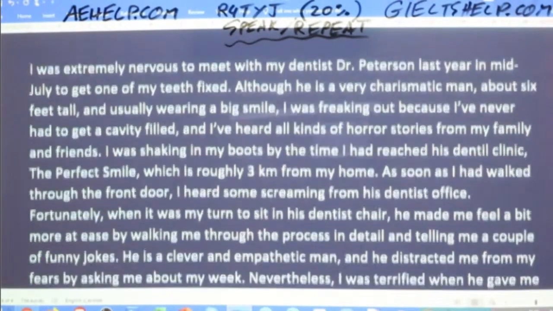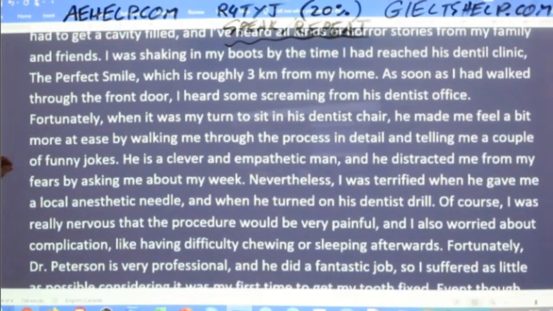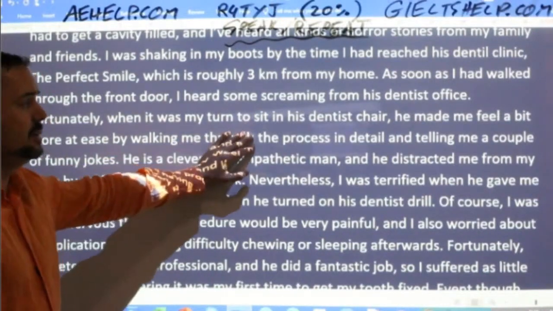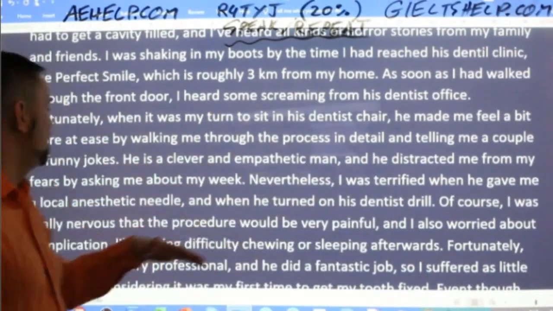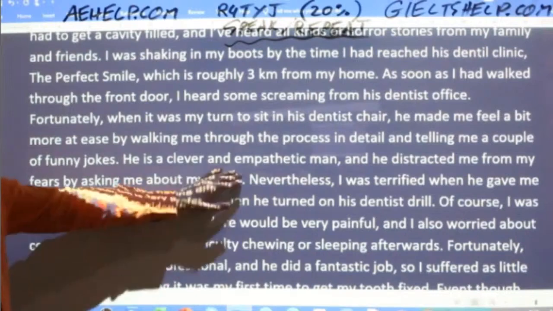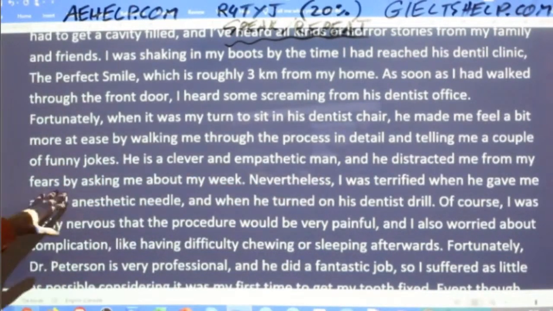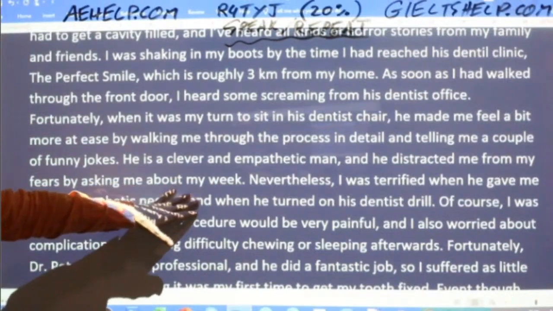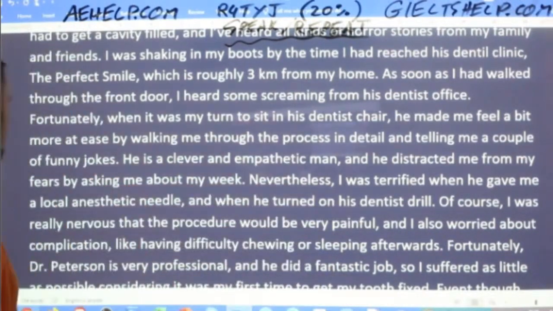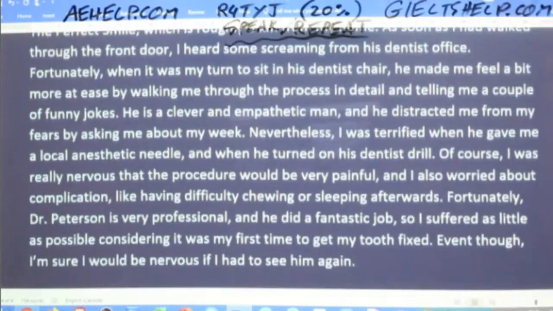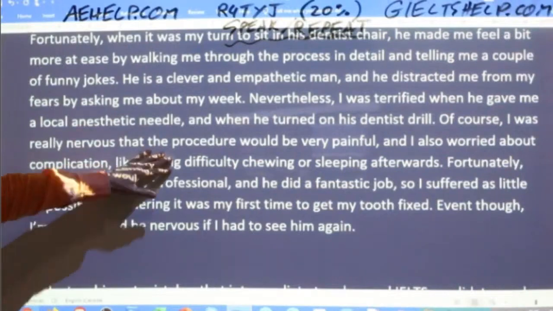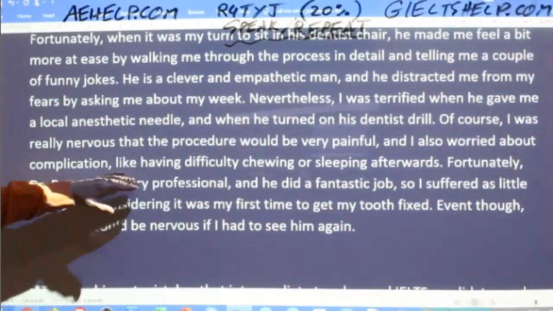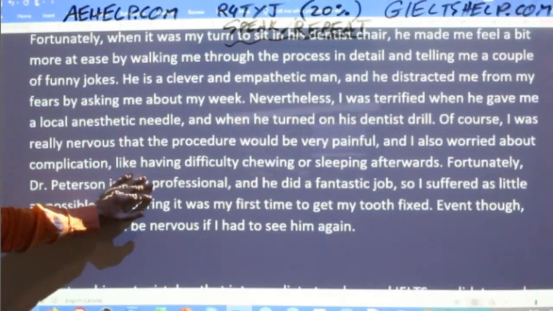As soon as I had walked through the front door, I heard some screaming from his dentist office. Fortunately, when it was my turn to sit in his dentist chair, he made me feel a bit more at ease by walking me through the process in detail and telling me a couple of funny jokes. He is a clever and empathetic man, and he distracted me from my fears by asking me about my week. Nevertheless, I was terrified when he gave me a local anesthetic needle and when he turned on his dentist drill. Of course, I was really nervous that the procedure would be very painful, and I also worried about complication like having difficulty chewing or sleeping afterwards.